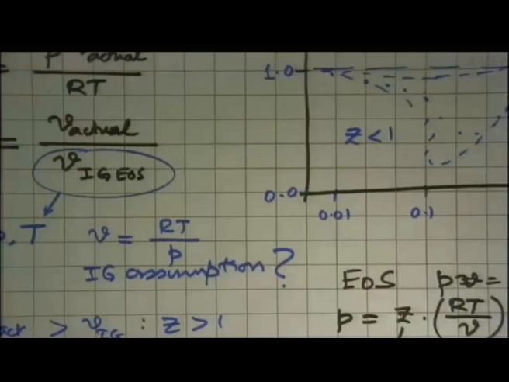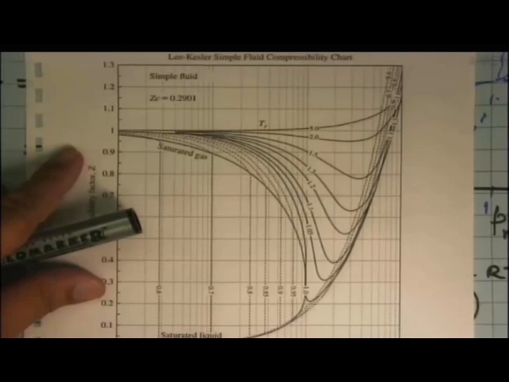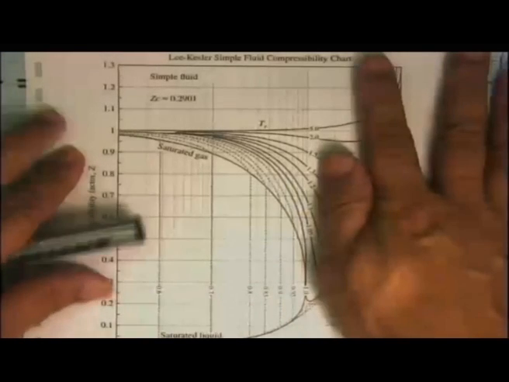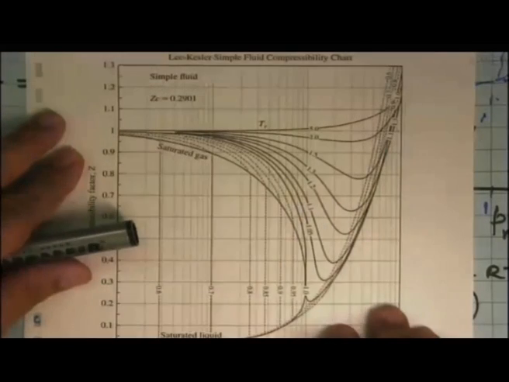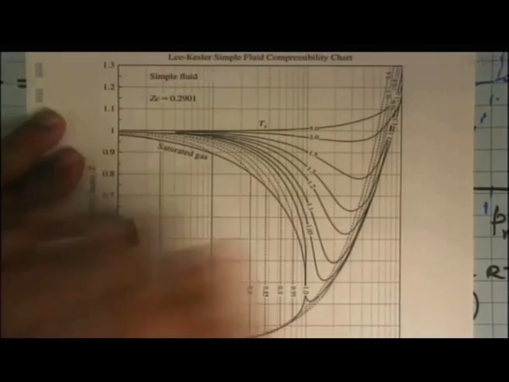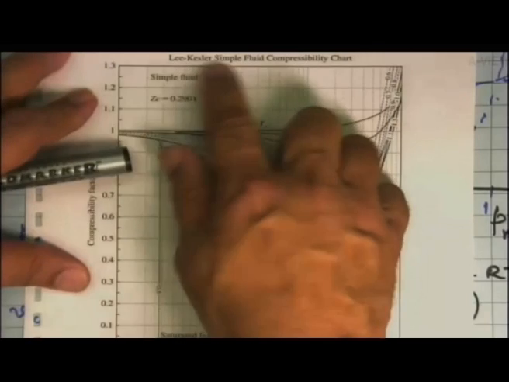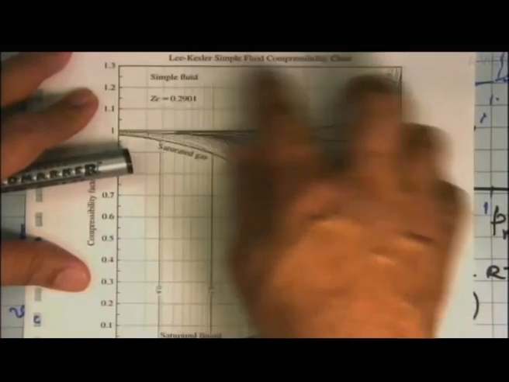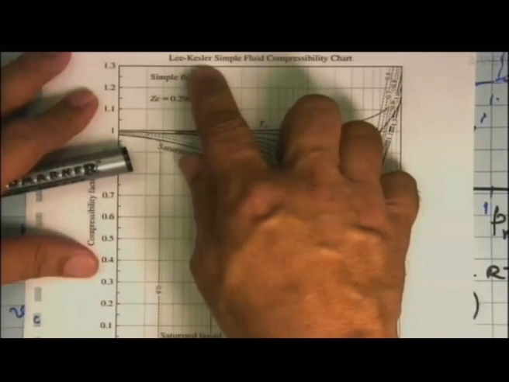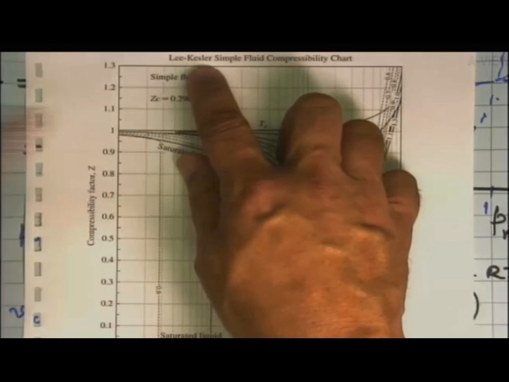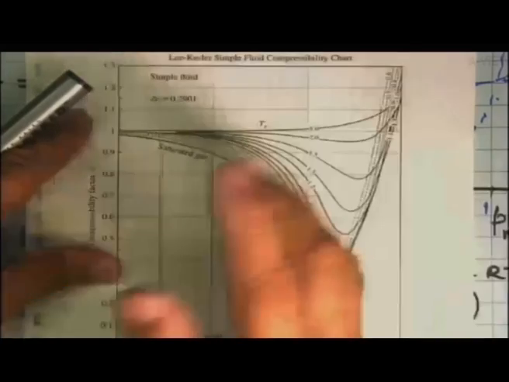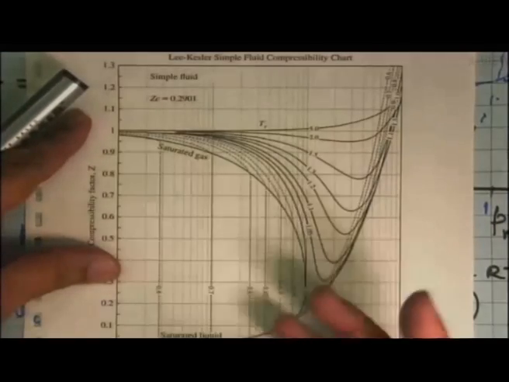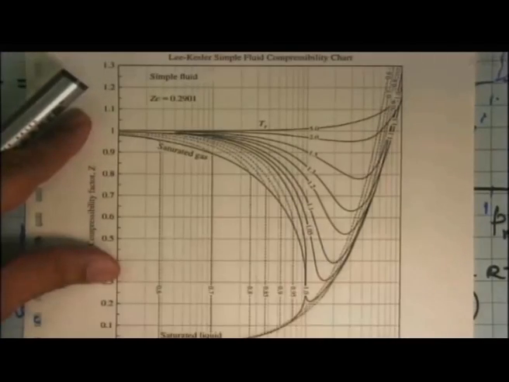The same picture on another scale. This is the same data, but now a curve fit was done to that data, and the model is called the Lee-Kessler simple fluid compressibility chart. So there's a Lee-Kessler equation of state which was based on the data fit. And once we have got an equation, we can put as many points as we want and generate nice continuous curves, and that is what you see on this picture here.